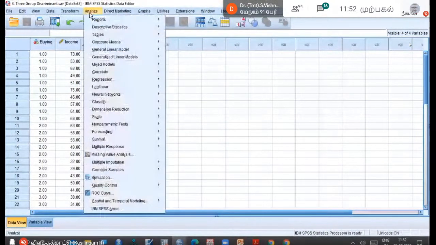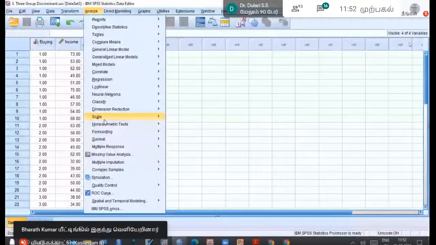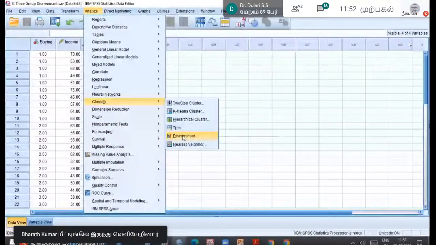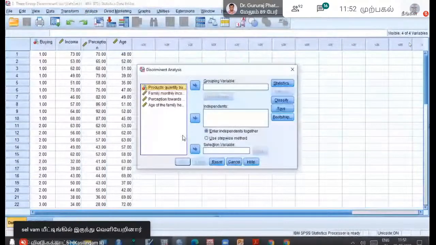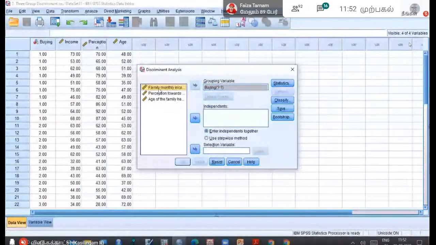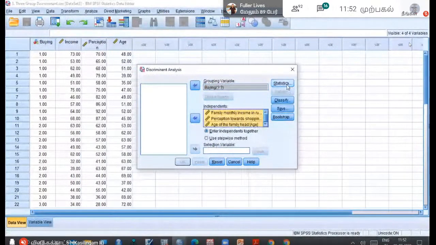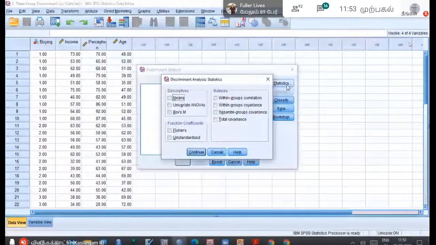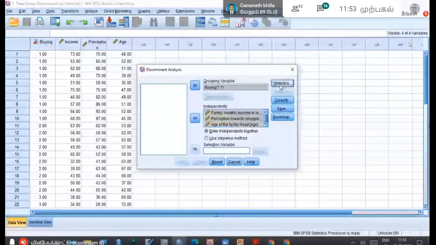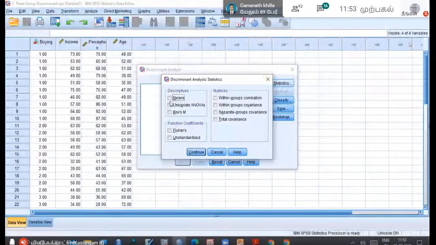So now analyze, classify, discriminant. I put the three groups. Now I may confuse you, but please try to understand. Now what I'm going to use is, in statistics, we are having some more. I am having means. I am having ANOVA. That is descriptive, right?